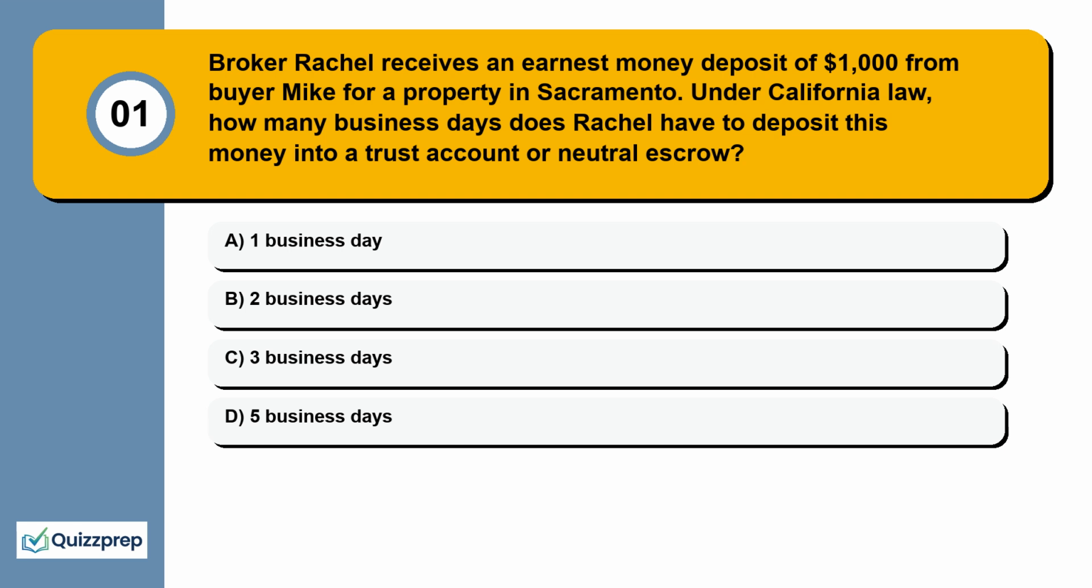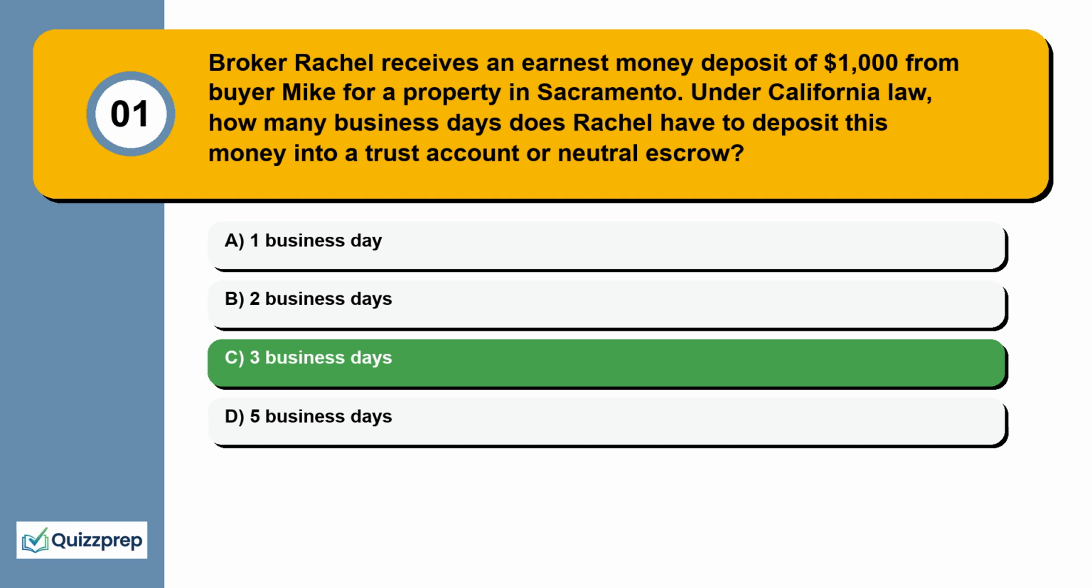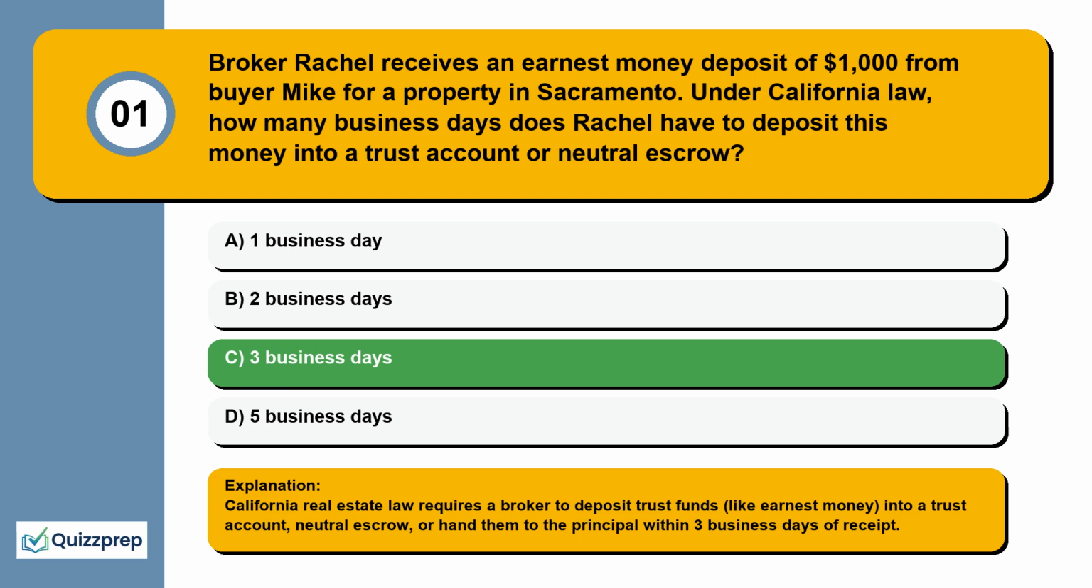Under California law, how many business days does Rachel have to deposit this money into a trust account or neutral escrow? 1 business day, 2 business days, 3 business days, 5 business days. California real estate law requires a broker to deposit trust funds, like earnest money, into a trust account, neutral escrow, or hand them to the principal within 3 business days of receipt.